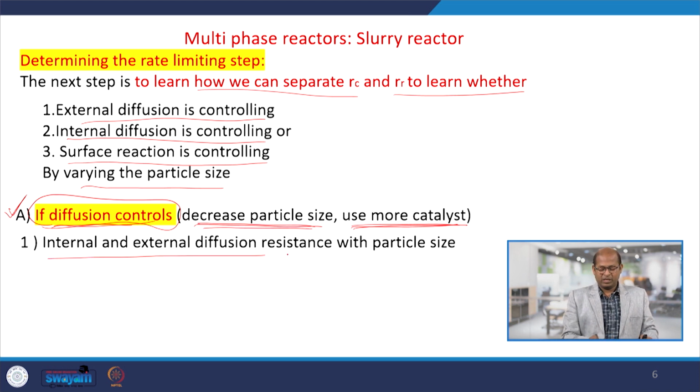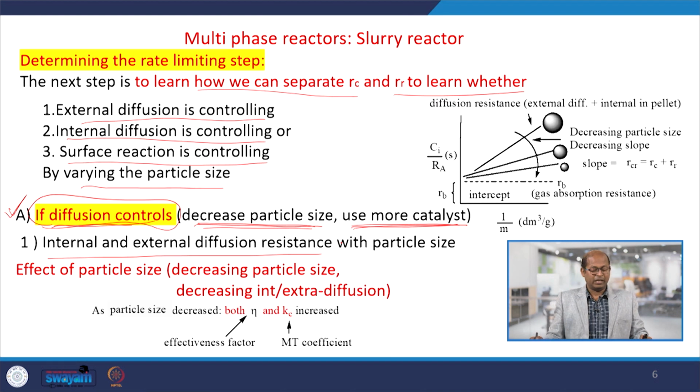So, this is about diffusion, basically internal and external diffusion. Let us say initially we have a larger particle size. The catalyst particle size, let us say we are using 10 kg of particles for a particular reaction, and the catalyst particle size was this, that is, the particular diameter of the particles.